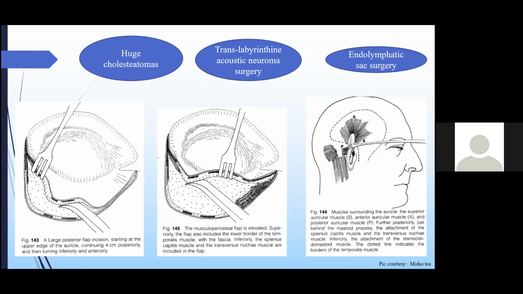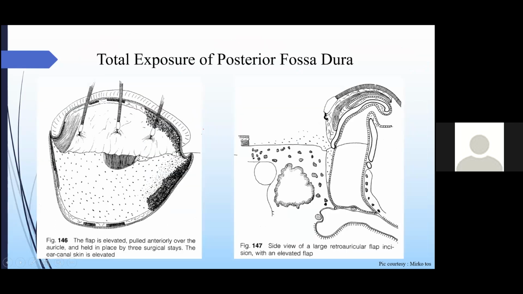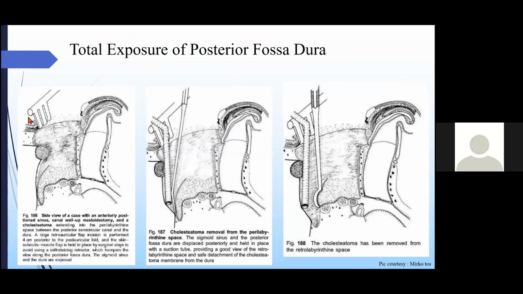So these cholesteatomas or these procedures like translabyrinthine exposure for acoustic neuroma or endolymphatic sac surgeries, they have a different approach. It was also discussed in the last class for the lateral skull base. I'll just give a quick revision: we have to give a large posterior flap, approximately 4 centimeters behind the retroauricular groove, including the muscle superiorly, the temporalis, and inferiorly some of the splenius capitis and sternocleidomastoid muscle, and we have to lift this flap anteriorly, and then we get quite a big area for the exposure of the posterior fossa dura.